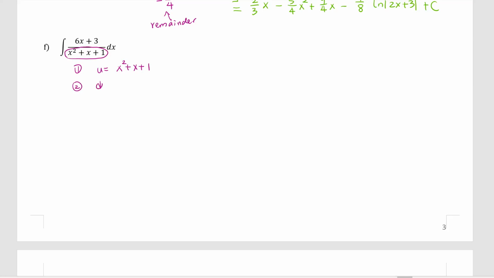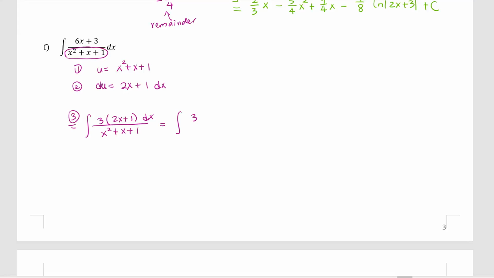And then du is 2x plus 1 dx. Okay, let's see. Wow. Can you look at our function? Can you see a common factor 3 on top? Then we have 2x plus 1 dx. The bottom is x squared plus x plus 1. Then the top is exactly 3 stay there.